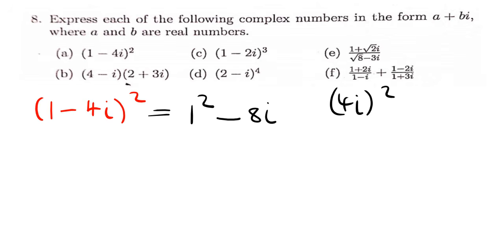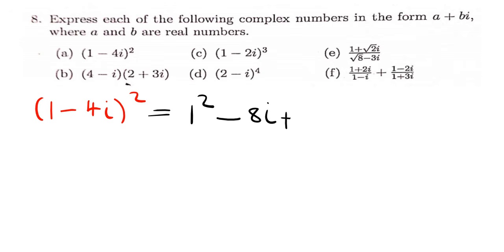So (4 + i) squared. 4 squared is 16, then I'm going to have i squared. Basically that. Let me rub this part and write it nicely.